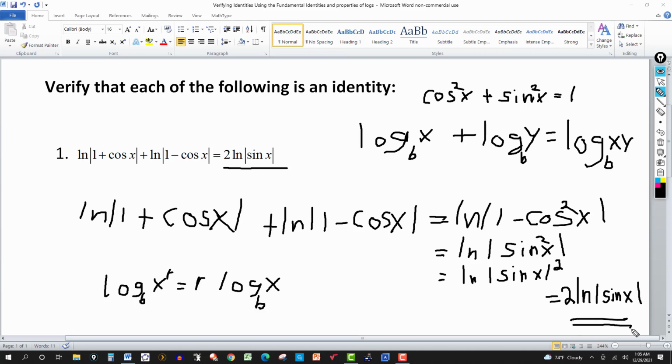And that completes the verification. So I used a fundamental identity, cosine squared of x plus sine squared of x equals 1, to make a substitution right there. And then over here, of course, I used the property of logs to write this sum of logs as a product. So that's how I got the 1 minus cosine squared of x. I multiplied the 1 plus cosine of x and the 1 minus cosine of x. And then to complete it, I used another property of logs right here that allows me to bring this exponent as a coefficient, and that confirms this identity.